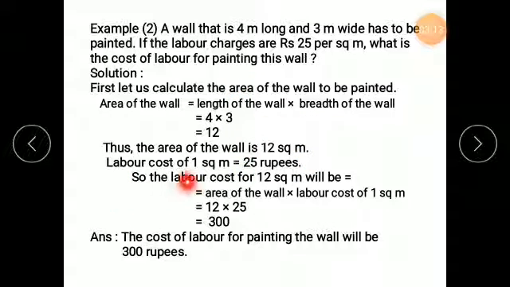Now the labor cost of 1 square meter is 25 rupees. They have given labor charges are rupees 25 per square meter. एक स्क्वायर मीटर को रुपीज़ 25 लगेंगे, तो 12 स्क्वायर मीटर्स को कितने लगेंगे? सो द लेबर कॉस्ट फॉर 12 स्क्वायर मीटर विल बी, क्या होगा? एक के लिए 25 तो 12 के लिए कितना? So what we will do here, we will do multiplication. So 12 into 25 will be 300. You have to do this multiplication in the rough or on the back of the copy. So it is 300. So the cost of labor for painting the wall will be 300 rupees.